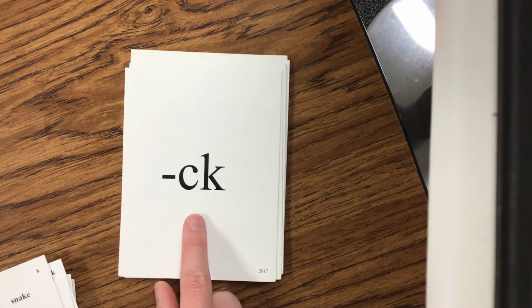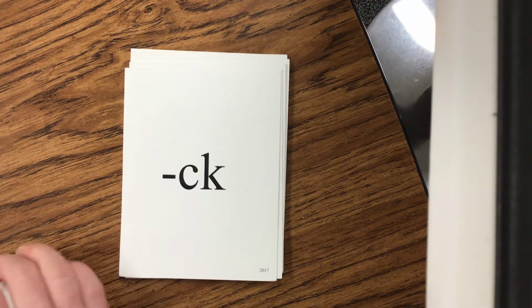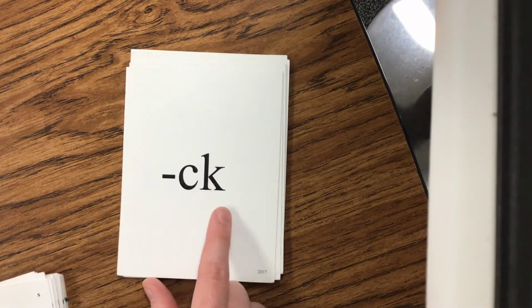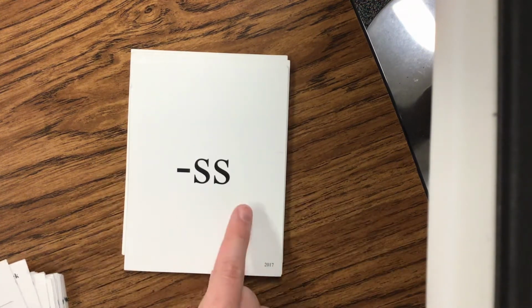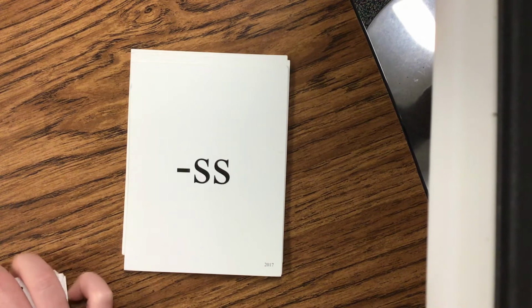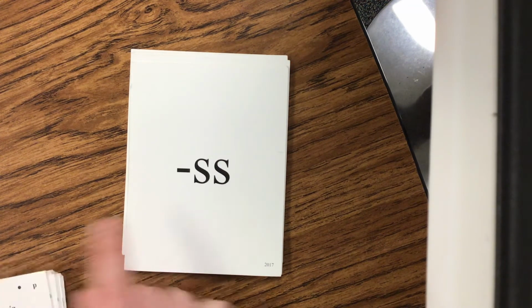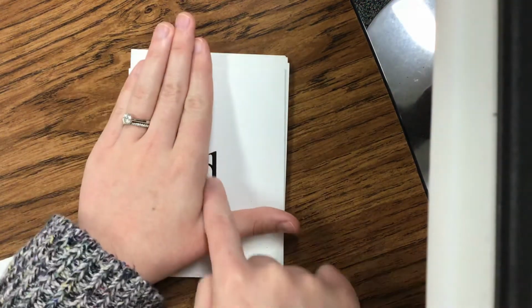CK says K at the end of a one-syllable word after one short vowel. K is spelled CK, like duck. P. S. At the end of a one-syllable word after one short vowel, s is spelled SS, and the keyword for this one is class. I'm going to use my B checker. I don't see the bubble there, so it must be a D. Just D.